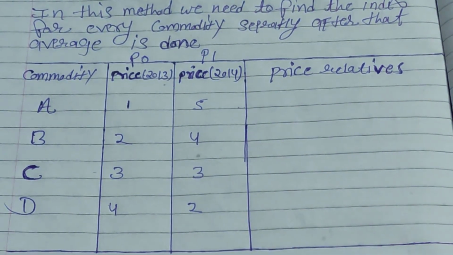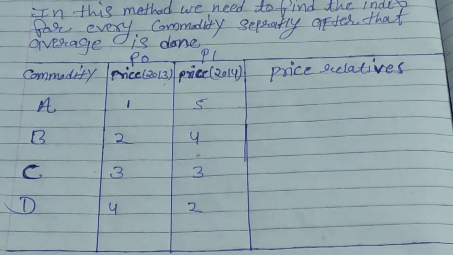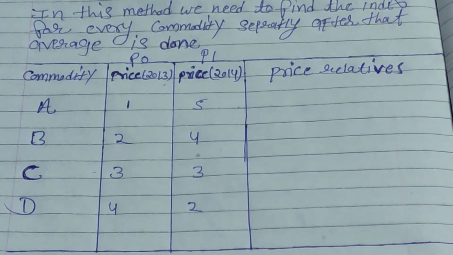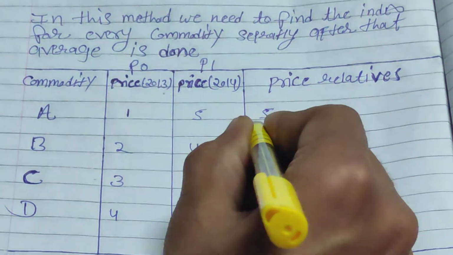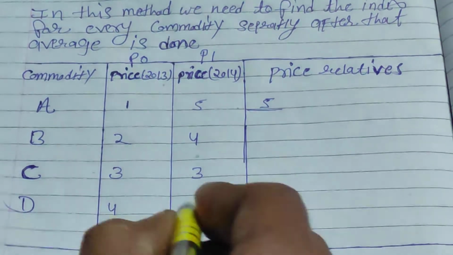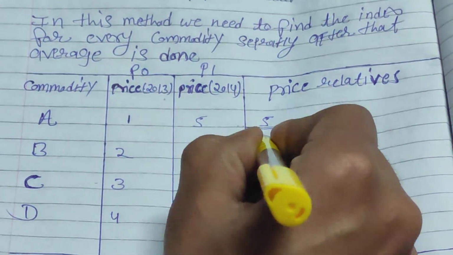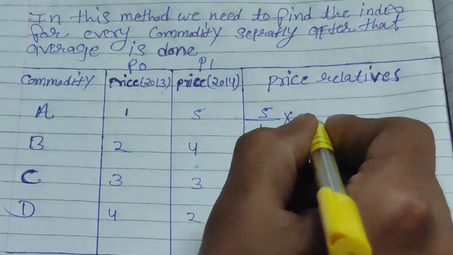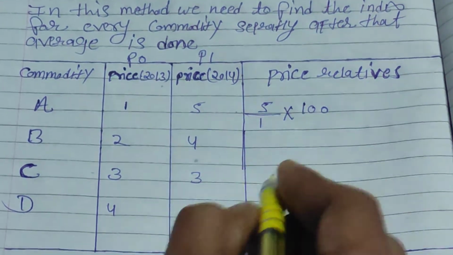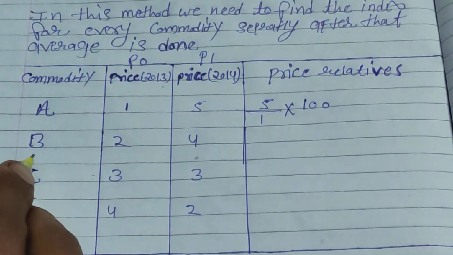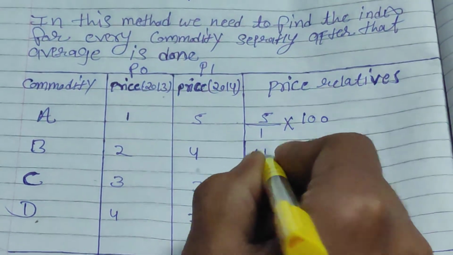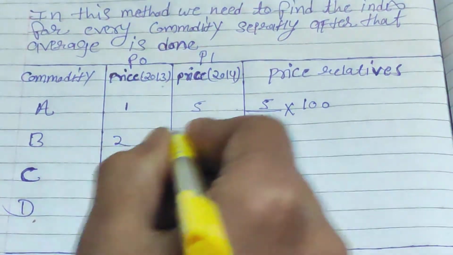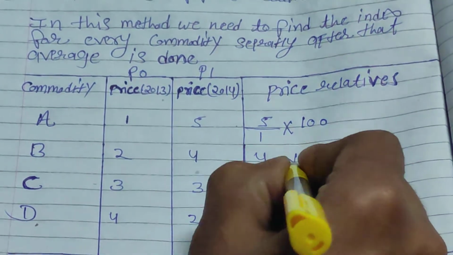So now we are going to start this calculation. For commodity A, P1 here is 5 and P0 is 1, into 100. Similarly, commodity B, P1 here is 4 and P0 here is 2, into 100.